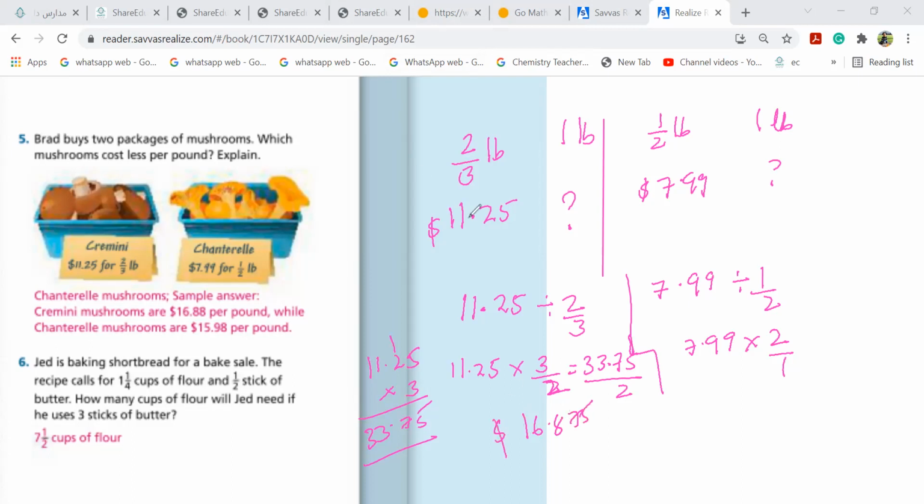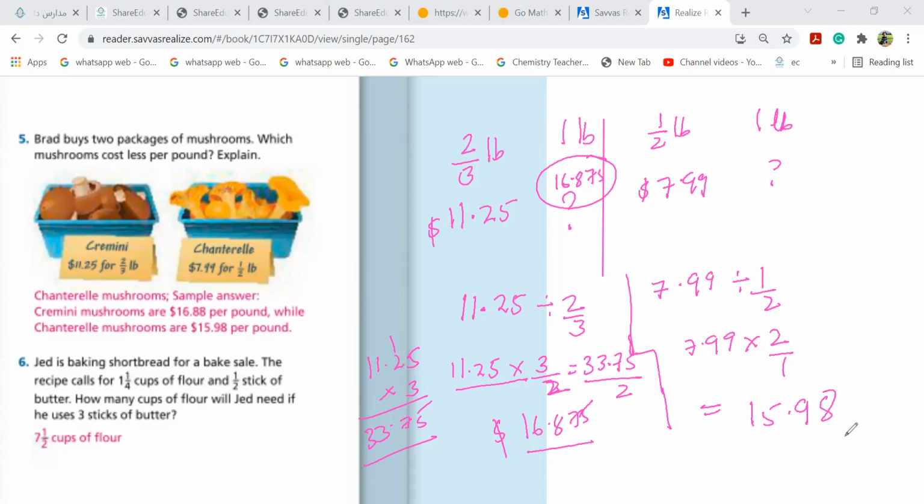So see here, this is $16.875. And here, when you multiply 7.99 times 2, you get 15.98. Now tell me which one is costlier. So now we're gonna divide this by this or multiply. I multiplied both, so I got 33.75. I divided by 2, I got 16.875. When I multiply 7.99 by 2, I get 15.98.